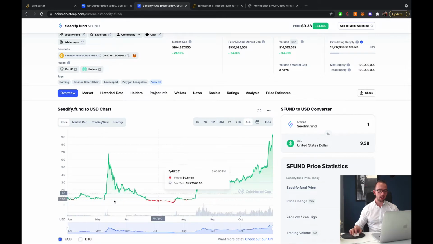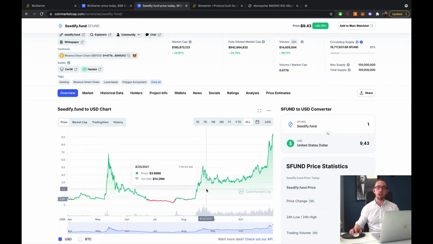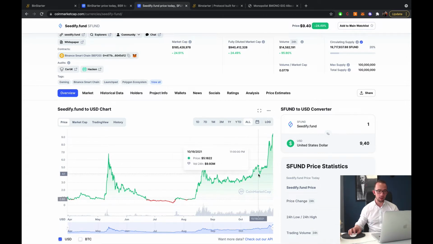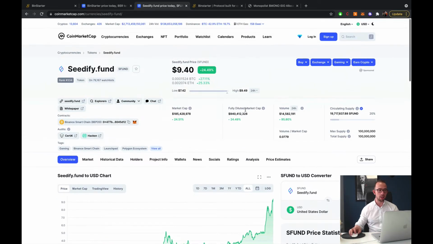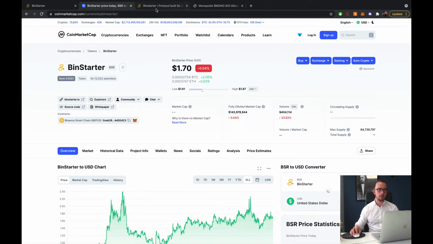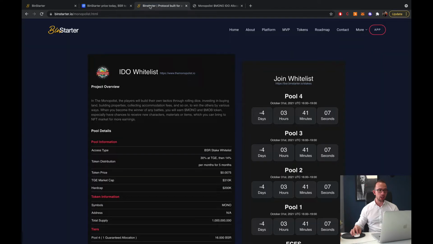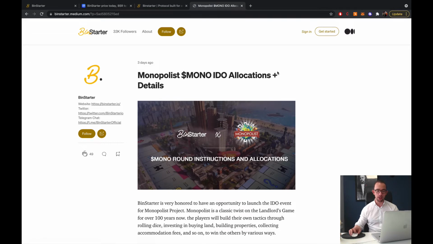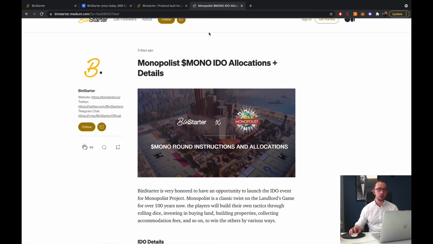But when Seedify started, it was also very, very cheap. And only as of the last couple of months, when they have had some really successful IDOs, the price has gone up tremendously. I purchased, I think, for about $4.60 right here, so I had a good run with them as well. I'm going to take profit on this and move my funds somewhere else, maybe to Binstarter. We'll see. With the actual token, however, there are some important allocations, right? So I already told you, you need to stake.